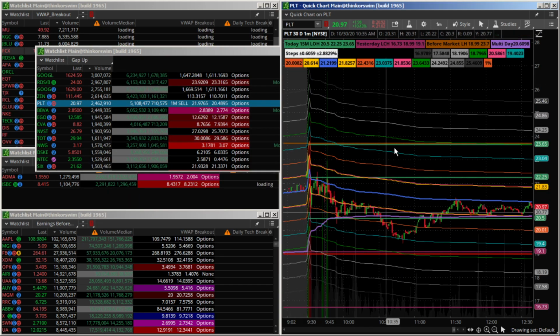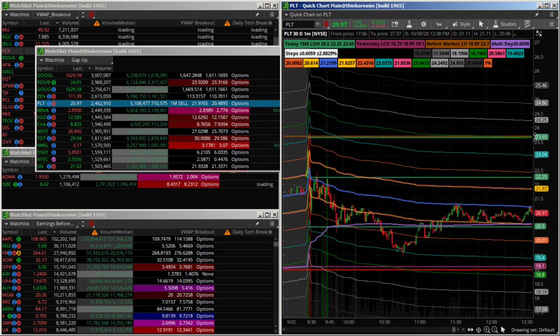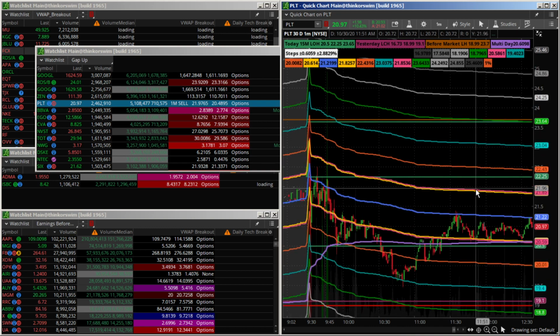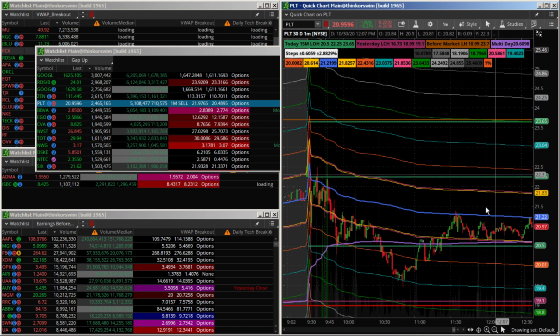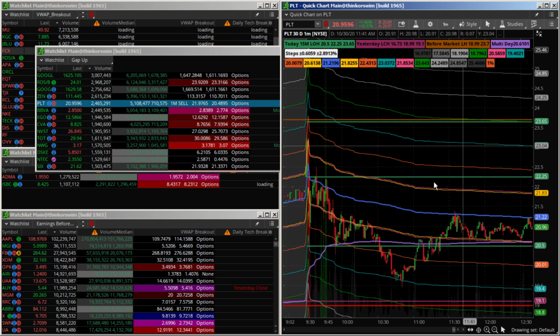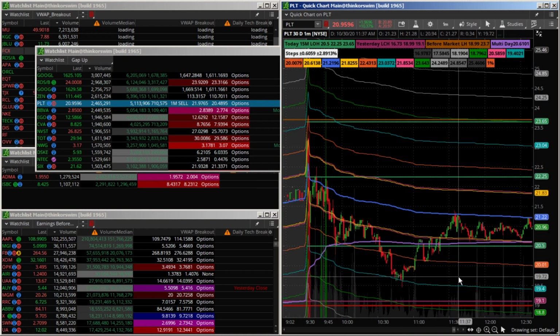So the steps over here for this one are 0.6. So 60 cents is your gap range between each V1 band. And you can see how the price tracks in between them nicely. So once you enter a band, you're going to play in it and then leave it, and play in it and then leave it.